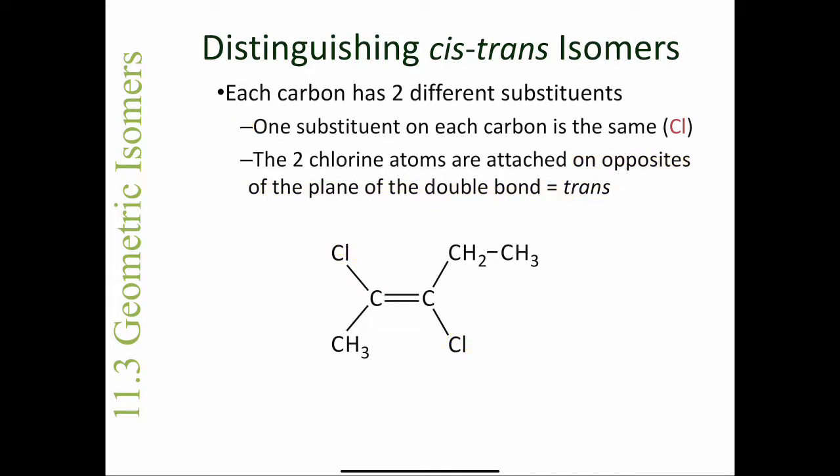So let's give naming this molecule a try. Since it's an alkene, the first thing we're going to do is number the longest carbon chain, giving the double bond the lowest possible number. So that would be like this: 1, 2, 3, 4, 5. Since the double bond begins on carbon 2, this must be some kind of 2-pentene. Now I have a chlorine at carbon 2 and at carbon 3, so this is going to be 2,3-dichloro-2-pentene.